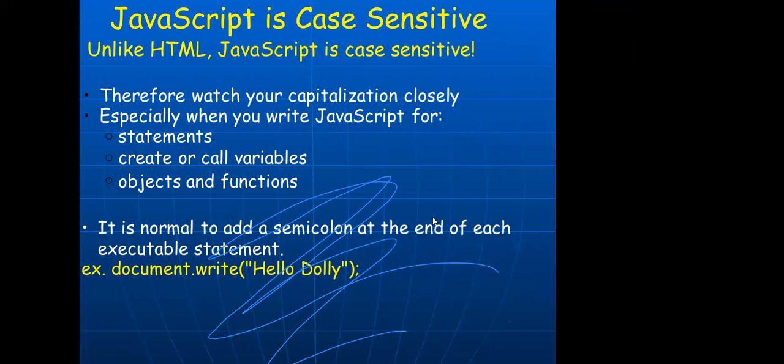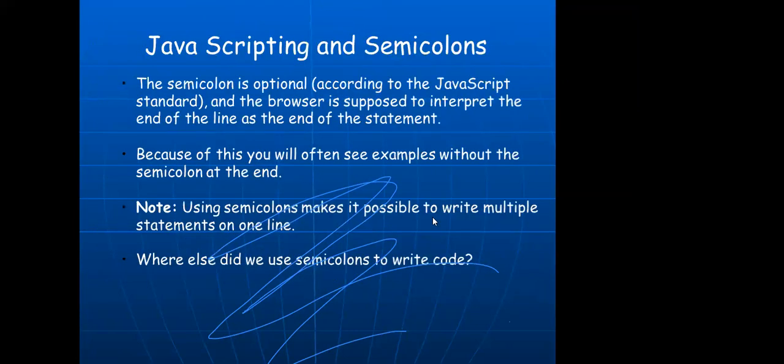So it is normal to add a semicolon at the end of each executable statement. Fine, but it's not mandatory. Semicolon is optional. JavaScript and the browser are supposed to interpret the end of the line as the end of a statement. Because of this, you will often see examples without the semicolon.